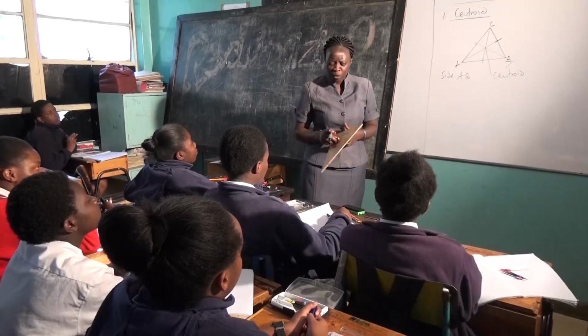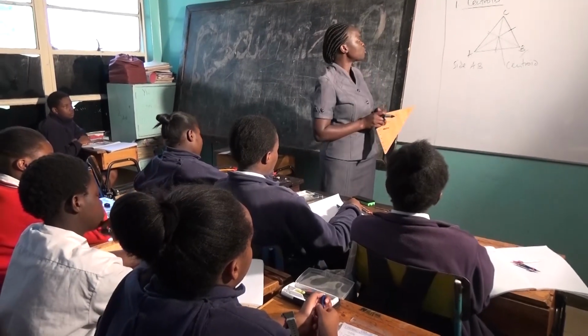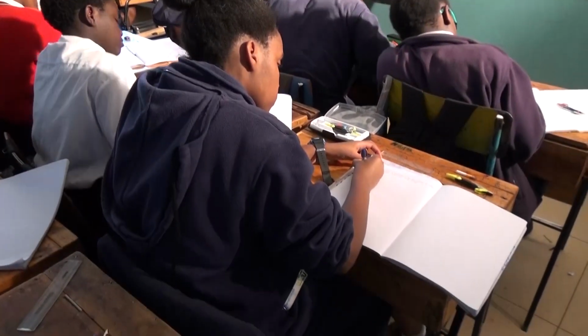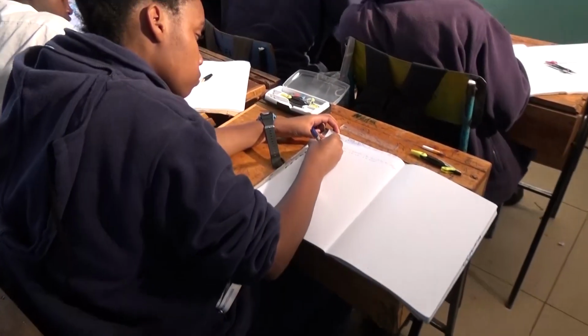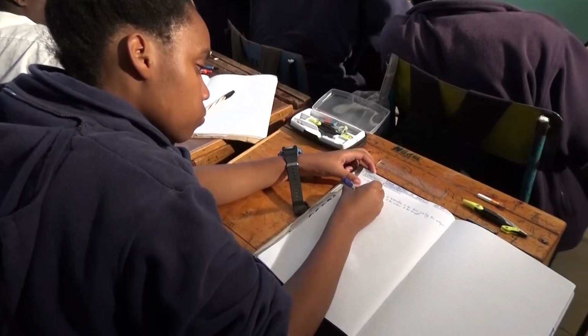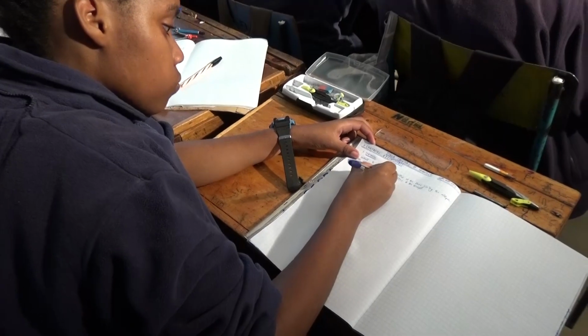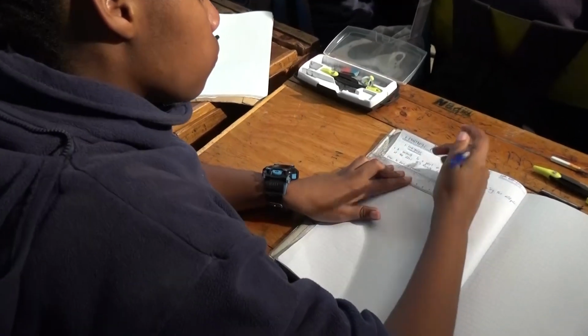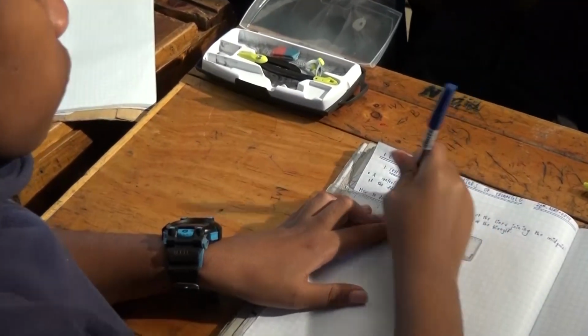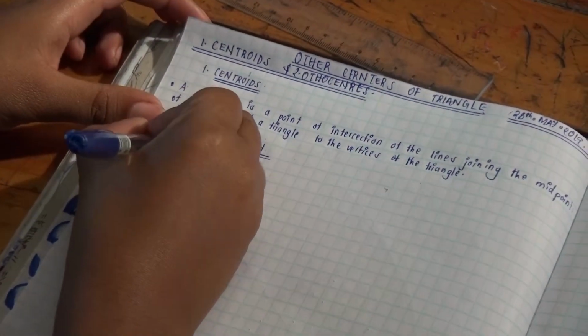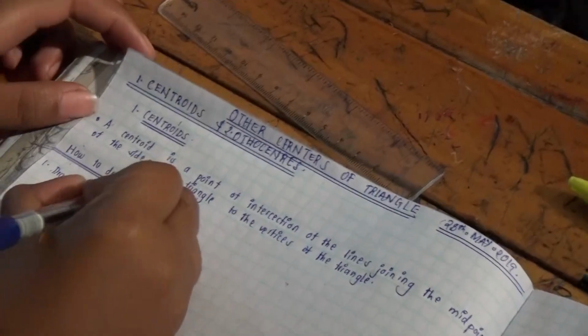So maybe in our books we are going to write how to draw a centroid. Number one, draw the required triangle.